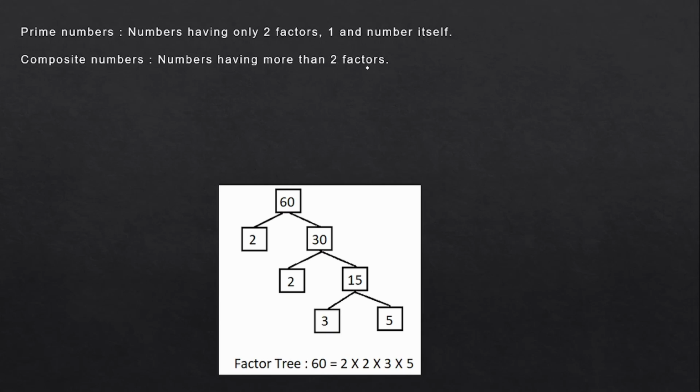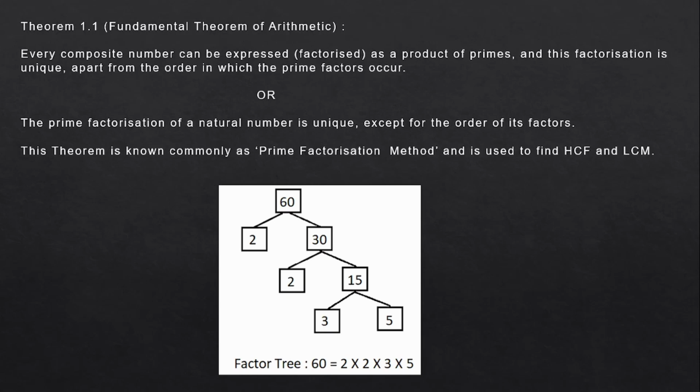Any number having more than two factors is a composite number. We don't have to look for what all the factors are, but the moment we get the third factor, that number becomes a composite number. Now let us see the first theorem. The first theorem is called the fundamental theorem of arithmetic.